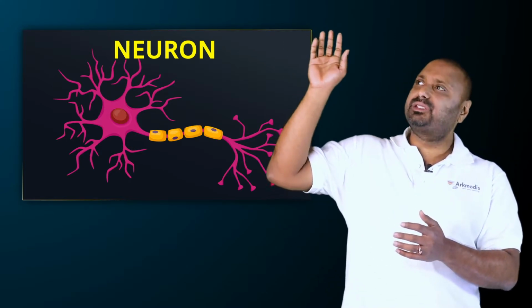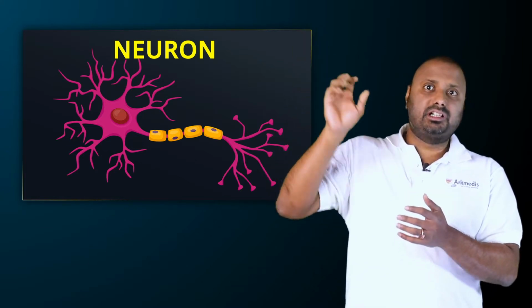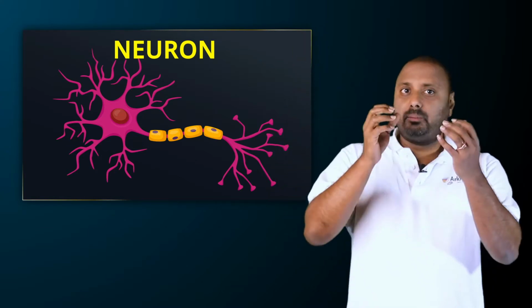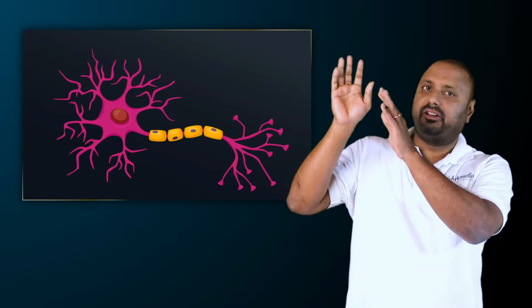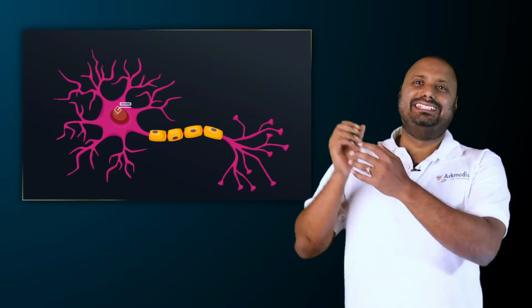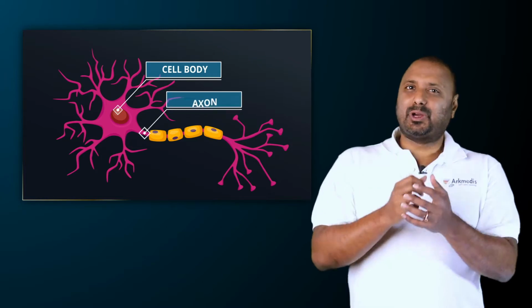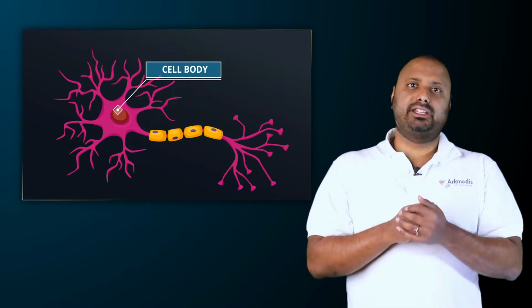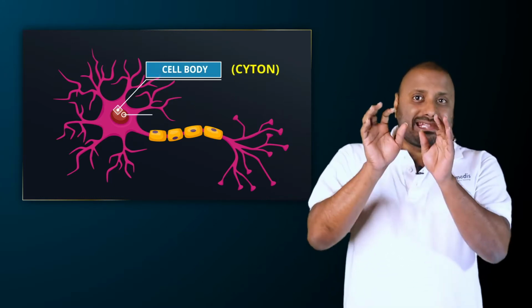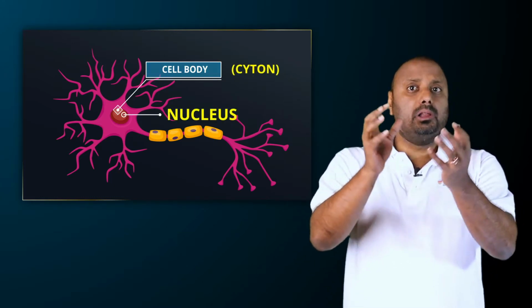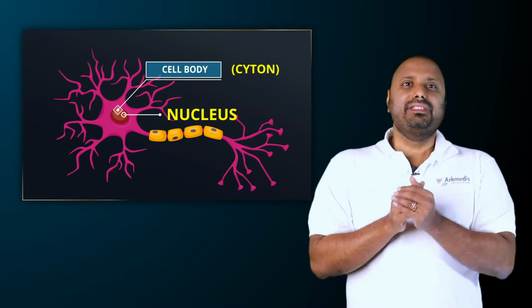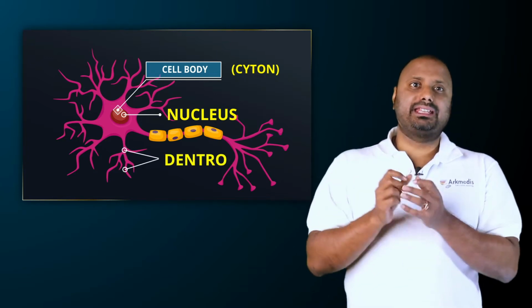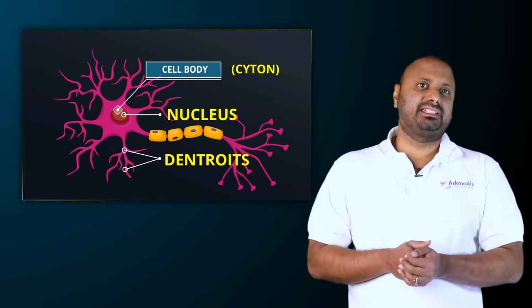Now this is the structure of a neuron. If you observe here, the neuron is able to perform its functions because of its well-defined structure. As you can see, it has a cell body, axon, and nerve endings. The main part of the neuron is the cell body or cyton. It has the nucleus which contains all the information. This is like a data center. One or more dendrites also emerge out from the cell body, and they serve as appendages in receiving the signals.